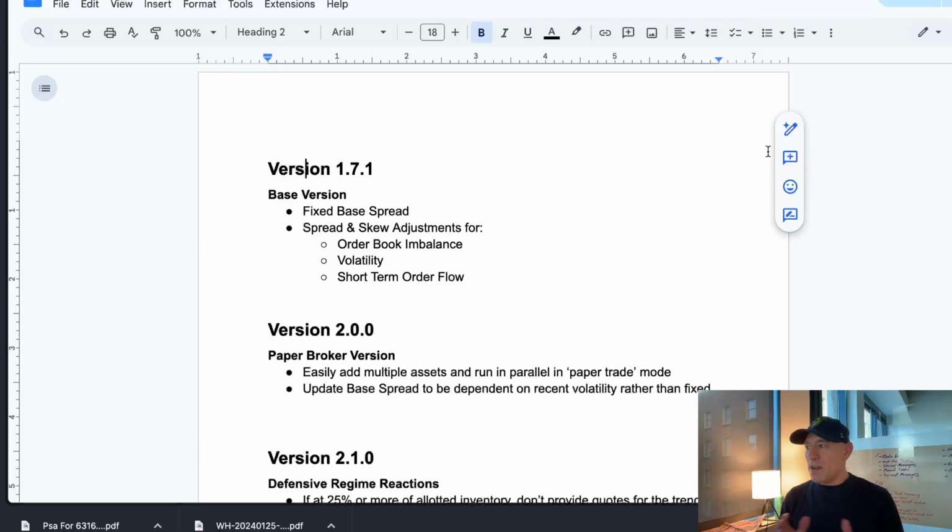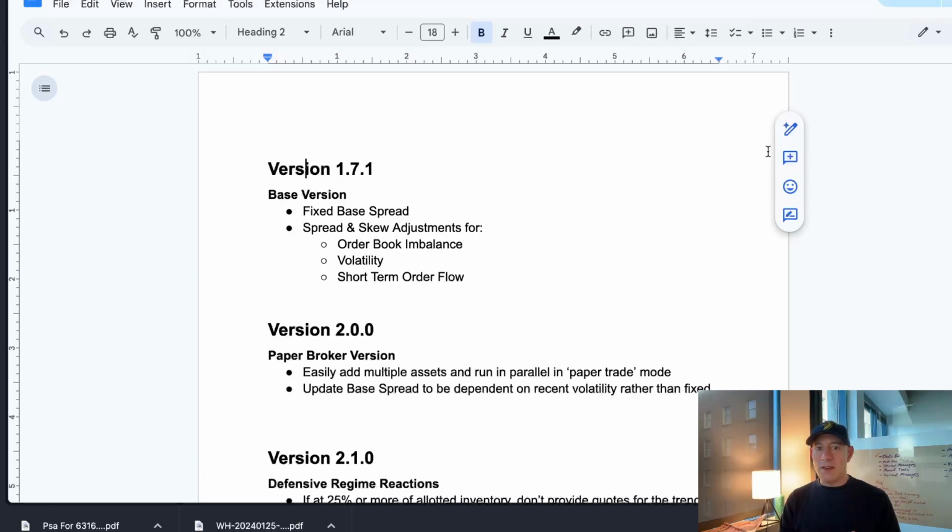So basically, in the 171 version, I was using a fixed base spread. So just defining what's a fixed spread that I want to quote for a particular pair, and then make adjustments to that spread and the skew of the spread, so moving bids and asks up or down based on the order book imbalance, volatility, and then short-term order flow.